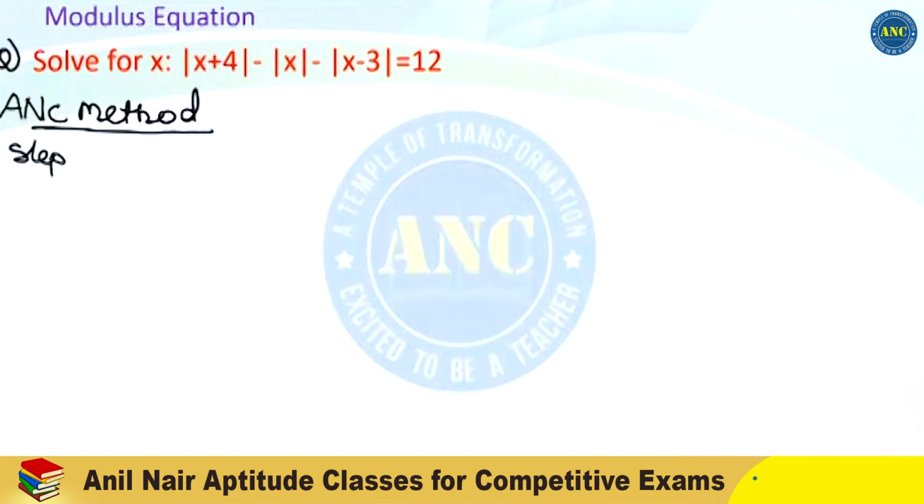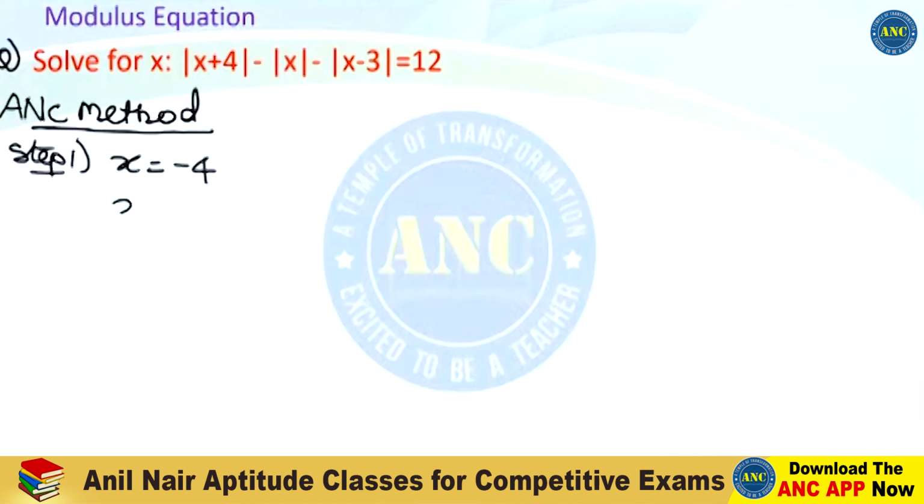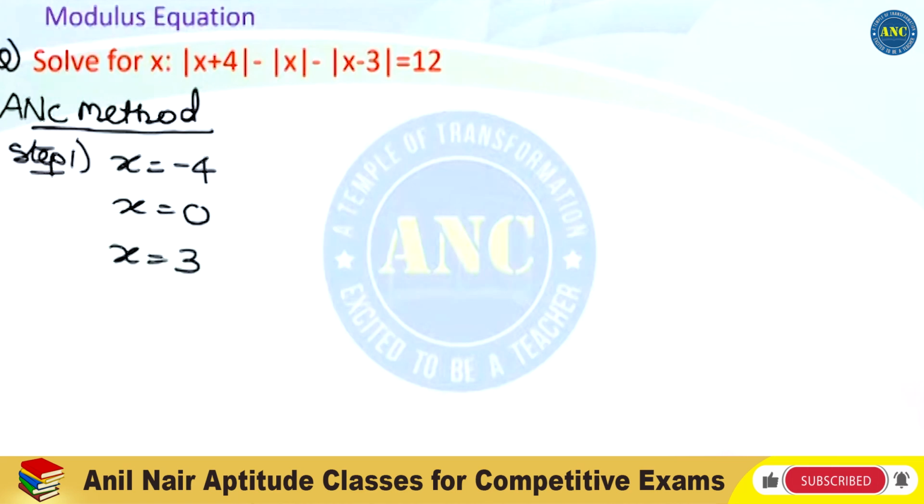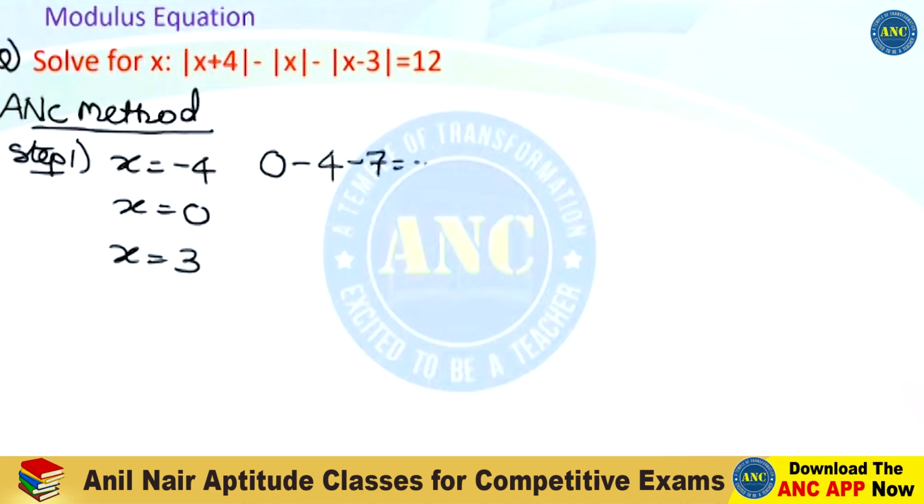Step number 1: find the values of the critical points. x plus 4 equivalent to 0, so x is minus 4. Next, x equivalent to 0. Next, x minus 3 equivalent to 0, so x equivalent to 3. At x equal to minus 4: minus 4 plus 4 is 0. Minus mod of minus 4 is nothing but 4. Minus 4 minus 3 is minus 7, mod of minus 7 is 7. So these are nothing but minus 11. So one coordinate is minus 4 comma minus 11.